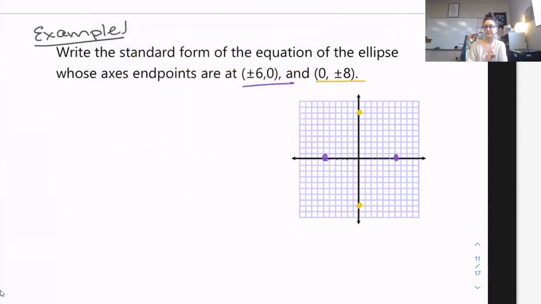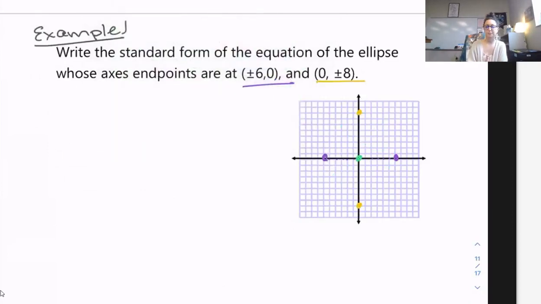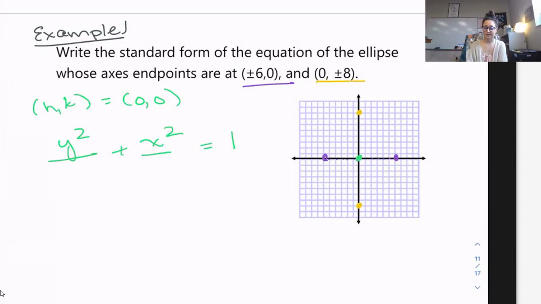So our larger number will sit underneath the y terms, correct? And if we go right in between the two purple dots or the two yellow dots, that will give us our center. So our center in this case is the origin, right? h, k is going to be 0, 0. So I'm going to go ahead and put the y squared first. And again, since the center is the origin, I can just put y squared and x squared. And now I just need to figure out the denominators.